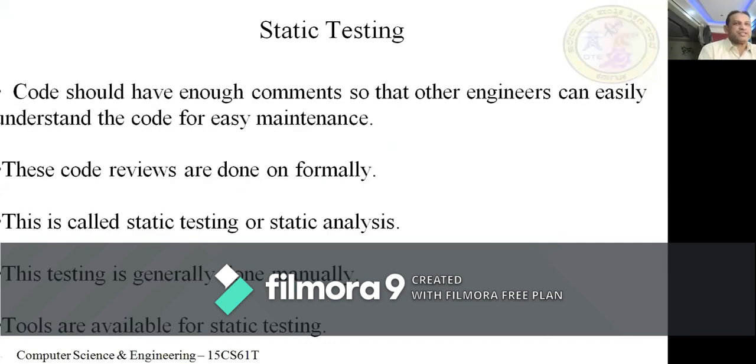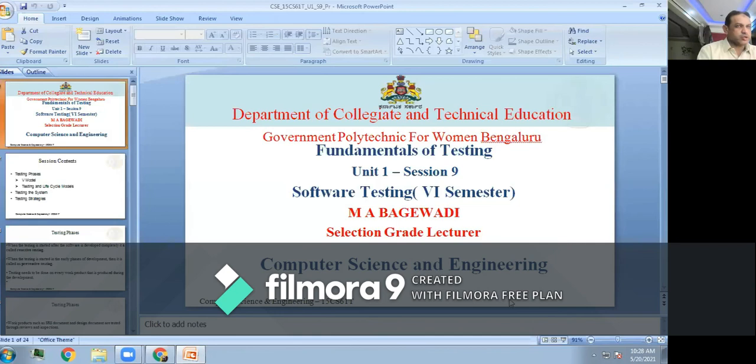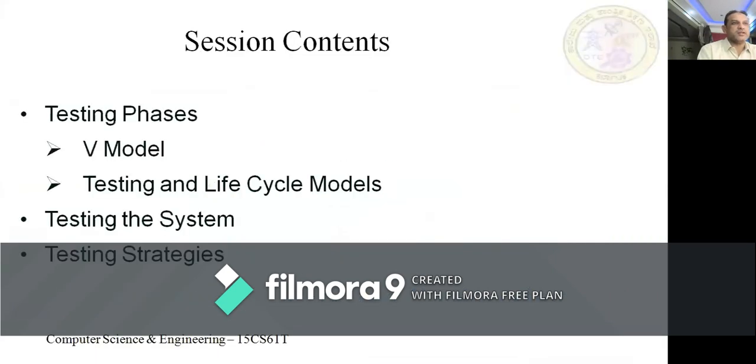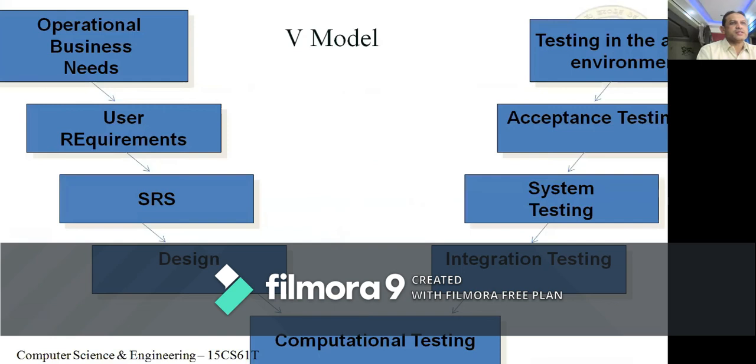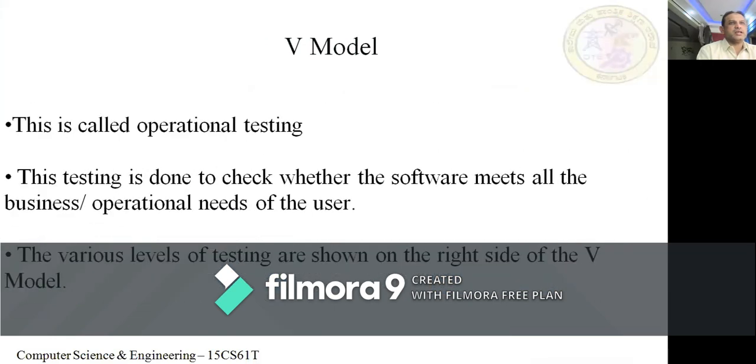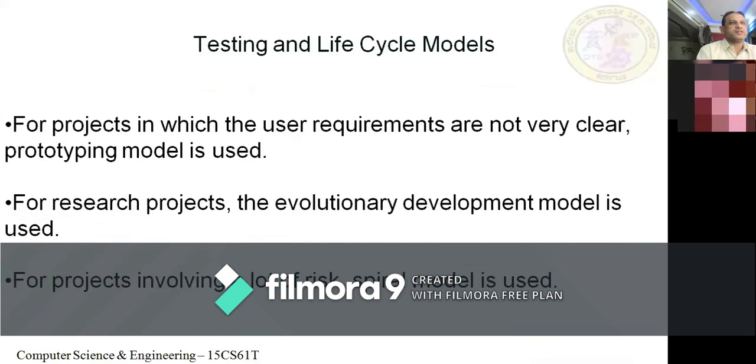About dynamic testing and other things, we'll discuss in the next class. Any other things we need to discuss? Any doubts you have in today's class? Let's recap the things. The V model, which we discussed yesterday, and today we discussed testing and life cycles. We discussed the V model in the last class, and then today the life cycle models.